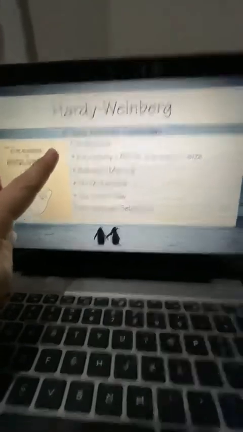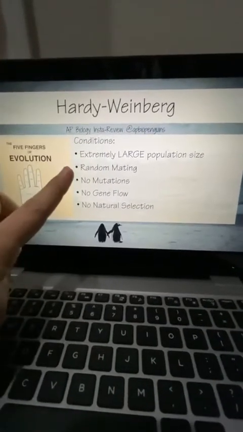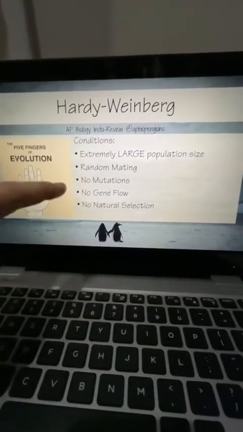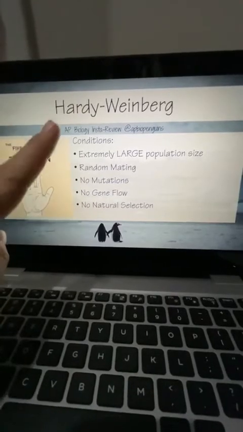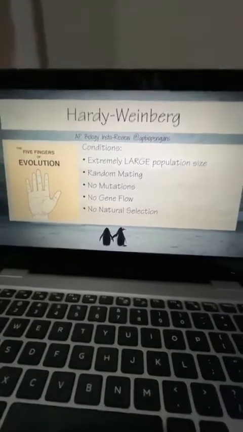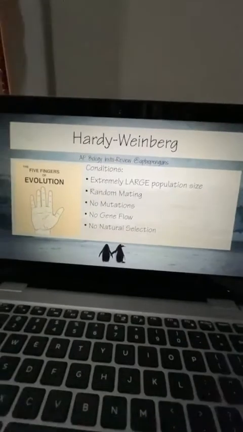So as I said, extremely large population size. We need there to be random mating, no mutations, no gene flow, and no natural selection. And if all these conditions are met, then that means our allele frequency is not going to change and our population is not evolving. Okay. So there are 2 different equations that we look at when we talk about Hardy-Weinberg equilibrium.